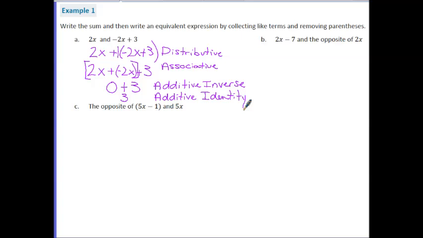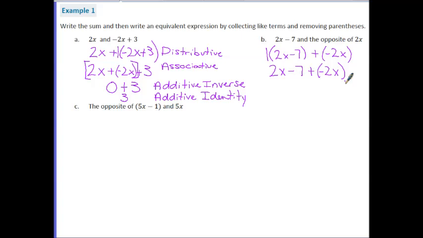Part B wants us to find the sum of 2x minus 7 and the opposite of 2x. So let's start to translate this. First of all, I have two terms in this, so I'm going to group it in parentheses. 2x minus 7. We're finding the sum, so that's addition, of the opposite of 2x. So the opposite of 2x is going to be negative 2x. So again, if I see more than one term in parentheses, that's distributive, so let's put our invisible 1 there and multiply that in, will give us the same thing out. So we have 2x minus 7 plus a negative 2x.